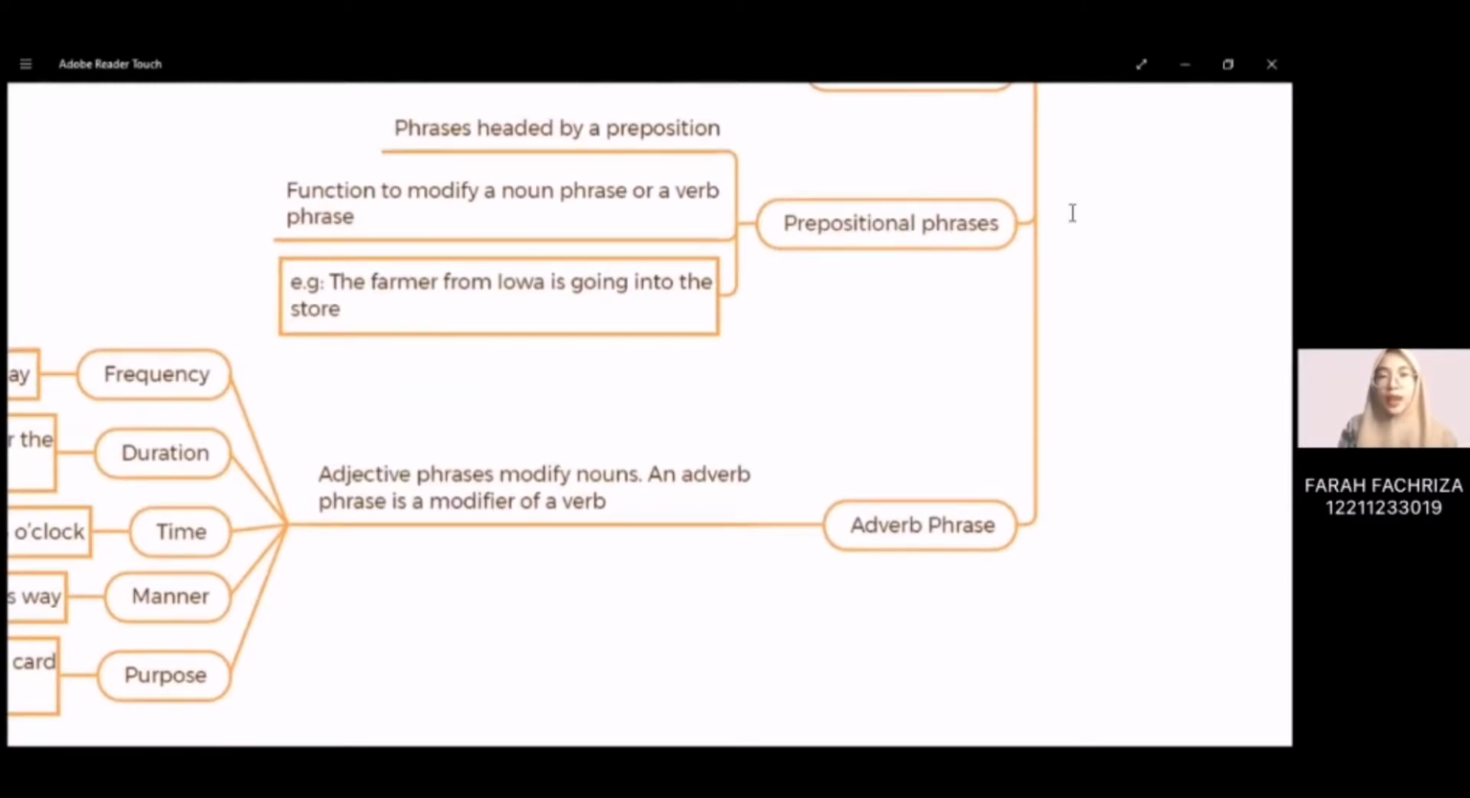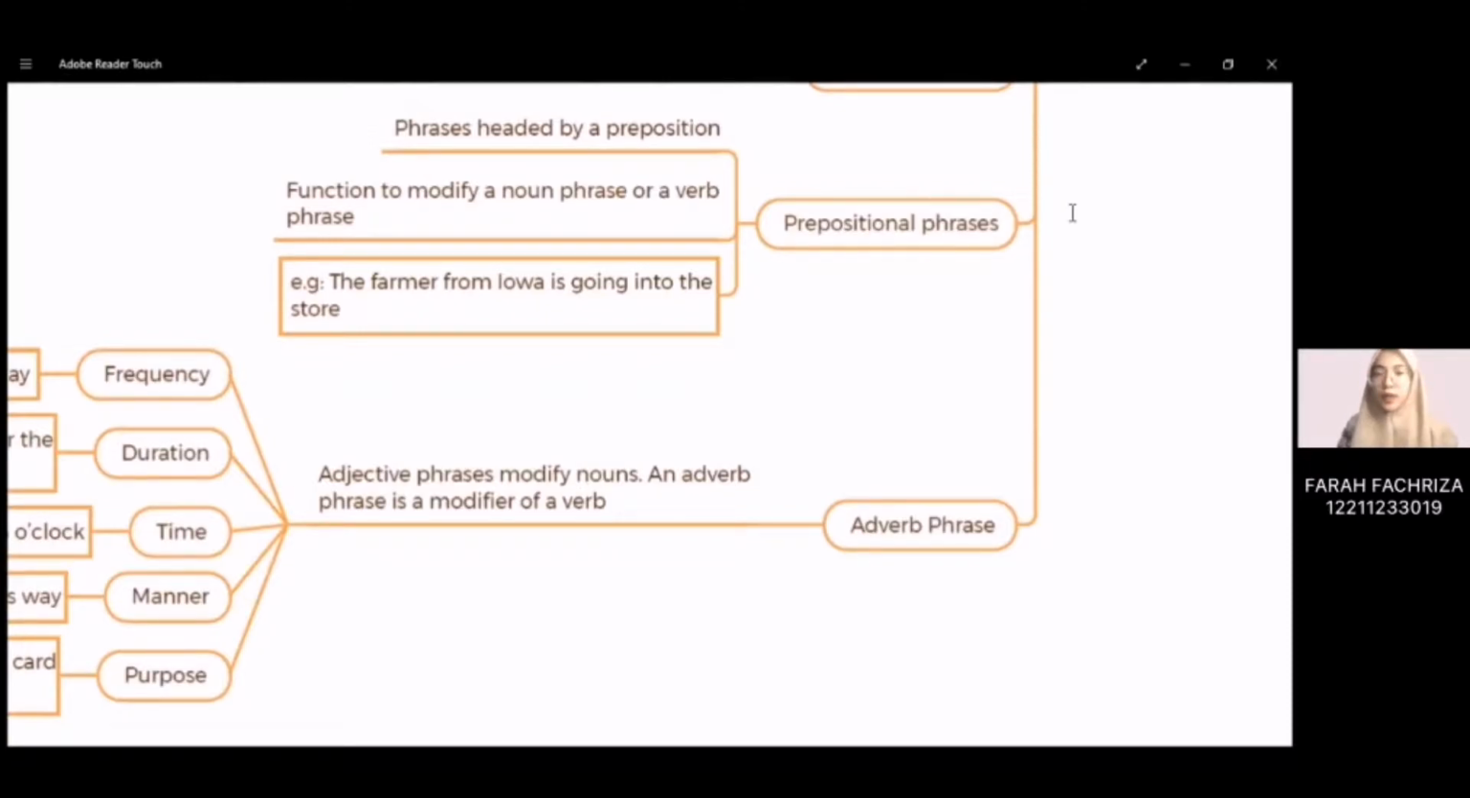So here we have the next phrases, named prepositional phrases. These are phrases headed by a preposition, and their function is to modify a noun phrase or a verb phrase. For example, the farmer from Moloa is going into the store. In this sentence, there are two prepositional phrases. First is from Moloa, and the second is into the store.